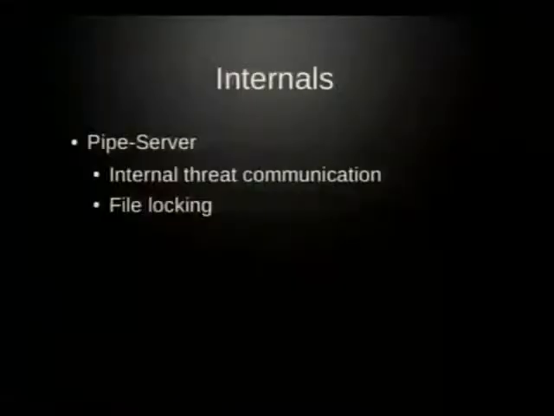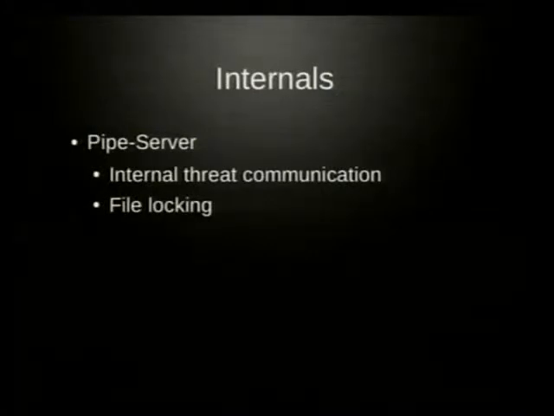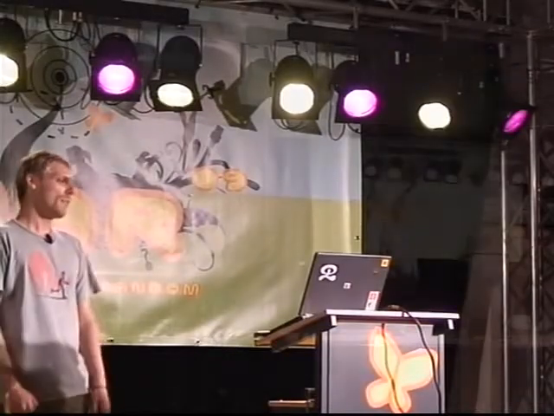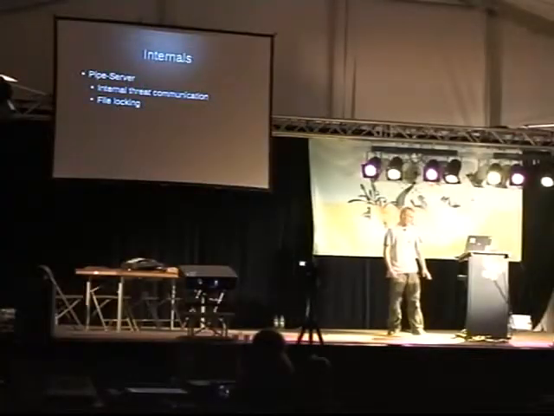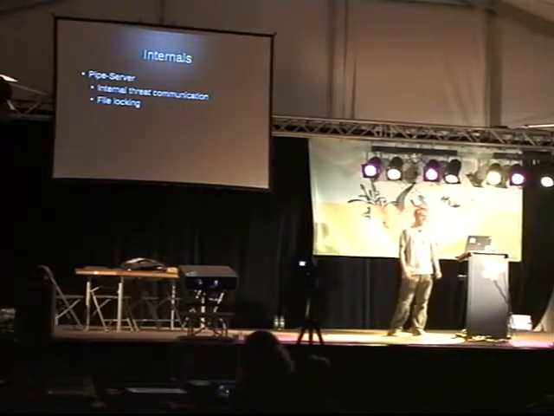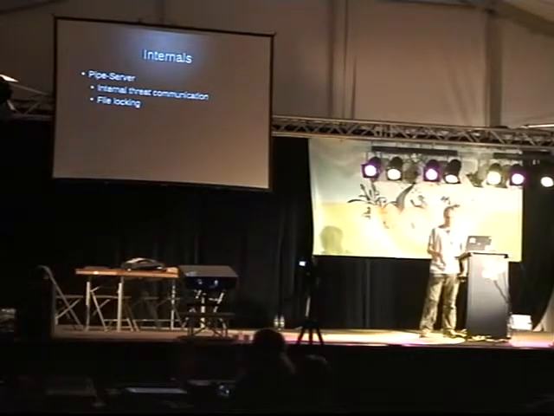As I already said, the pipe server is used for internal thread communication. It's also responsible for file locking. As I said, there's no real rootkit functionality, but the Trojan tries to make access to the files it uses impossible, and it does this with usual file locking.